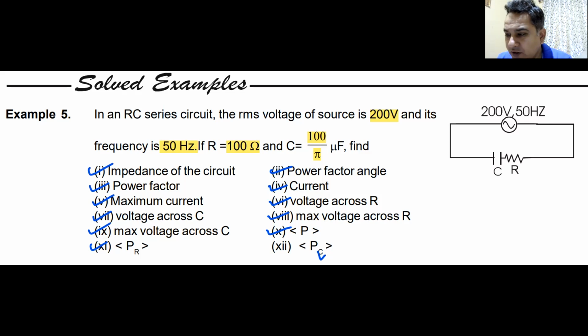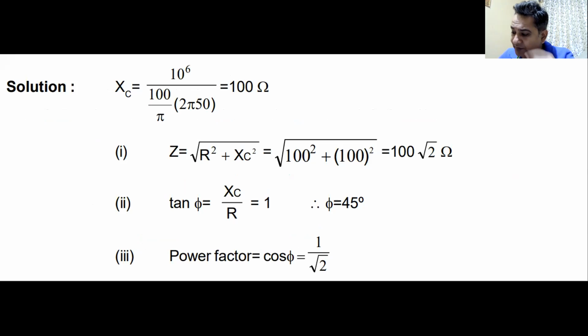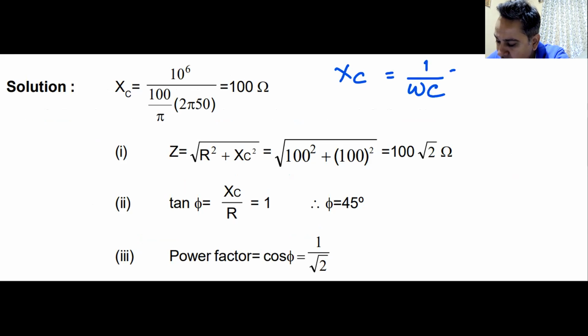Well, I hope all of you are trying this problem. Do it step by step. Let me help you out in solving the problem. The first step is to find the value of XC. It's a simple calculation. It is 1 divided by omega C. Omega is 2 pi into f. F is 50, so it is 100 pi.